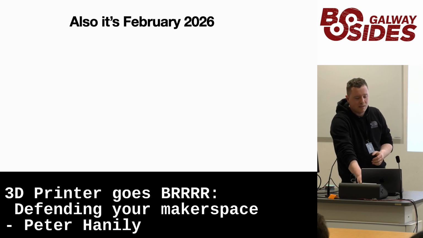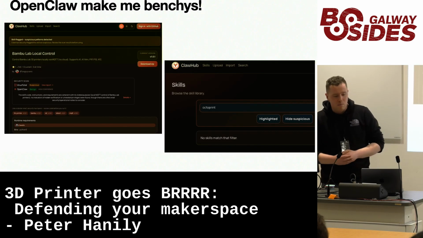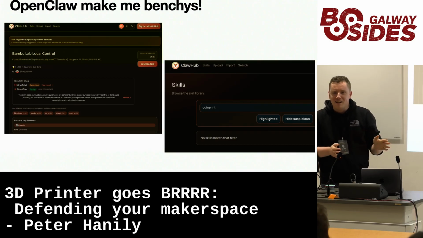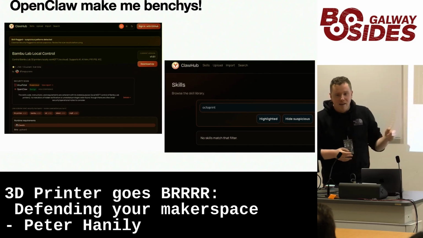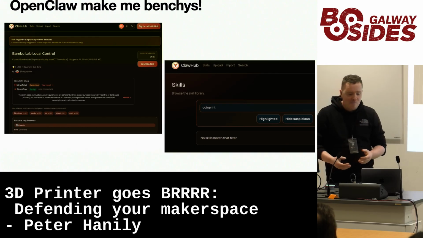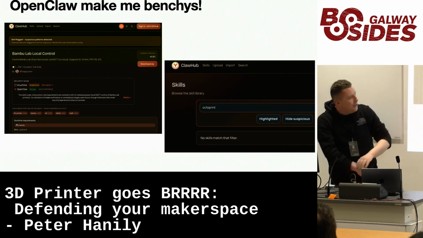Also, it's February 2026, and we all know what that means. OctoClaw, make me benchies. So I looked on clawhub.ai, and they had a Bamboo Lab skill for OpenClaw, I guess it's called now. I didn't really fancy giving my nice fancy machine access to my Bamboo Lab account, so we went with Octoprint, and there was no skill.